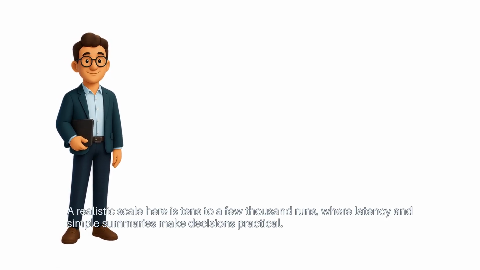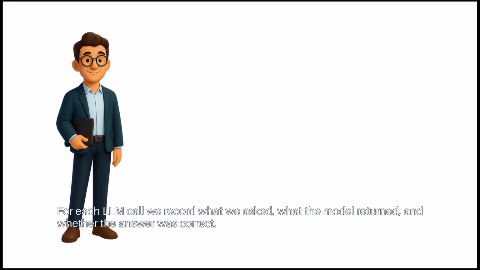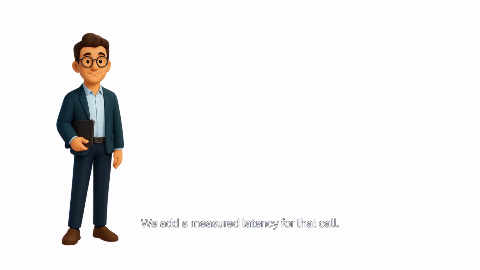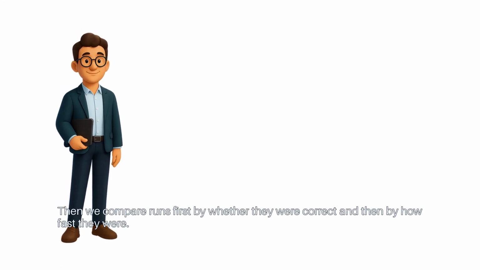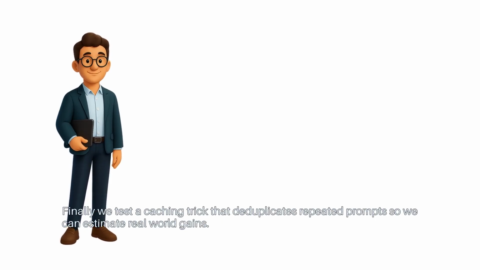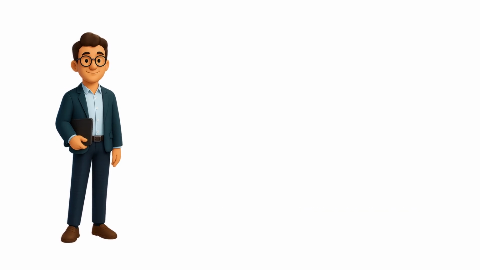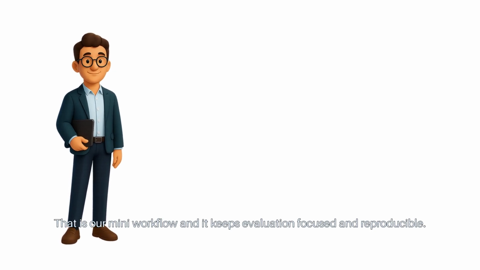make decisions practical. At a high level, the idea is simple. For each LLM call, we record what we asked, what the model returned, and whether the answer was correct. We add a measured latency for that call. Then we compare runs first by whether they were correct, and then by how fast they were. Finally, we test a caching trick that deduplicates repeated prompts so we can estimate real-world gains. That is our mini workflow, and it keeps evaluation focused and reproducible.